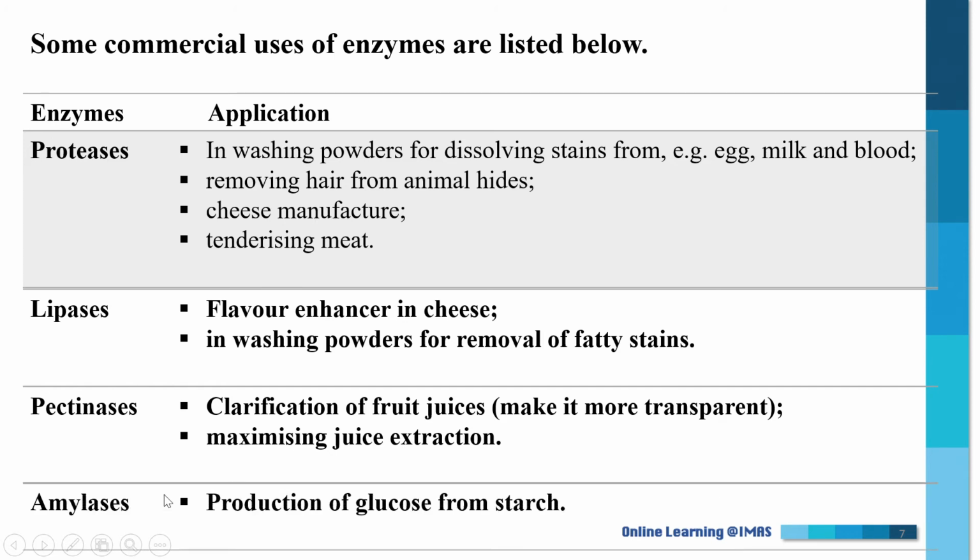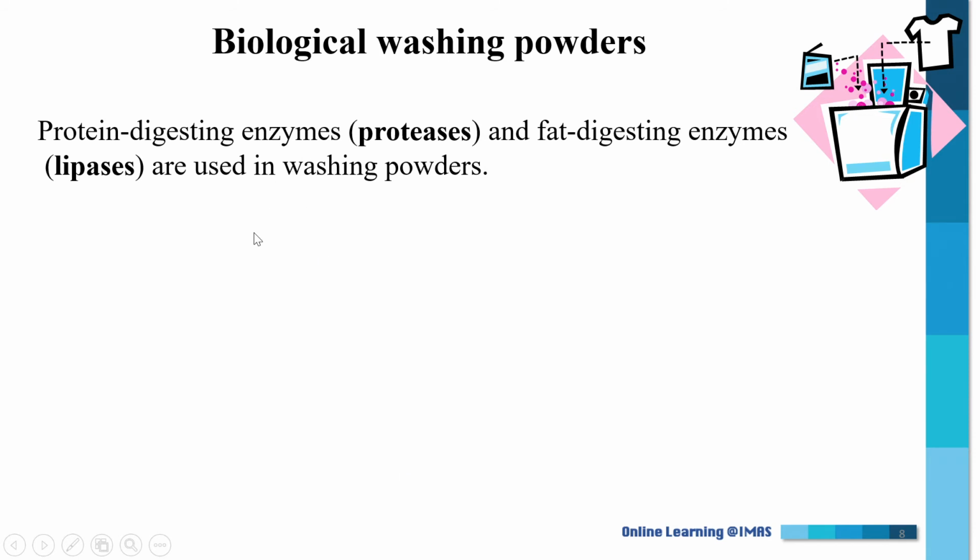Okay, and here you have the last example, amylase. It is used in the production of glucose from starch, because a lot of people need to be injected with glucose, especially those diabetic, when their blood sugar goes very low.